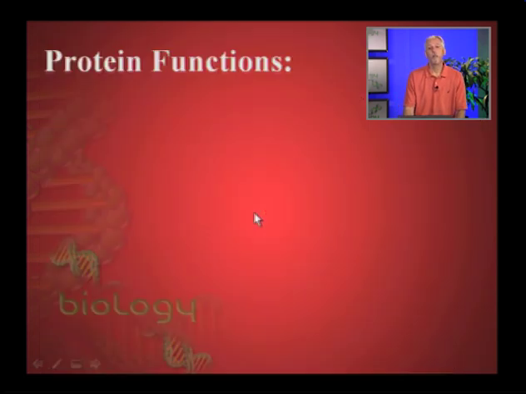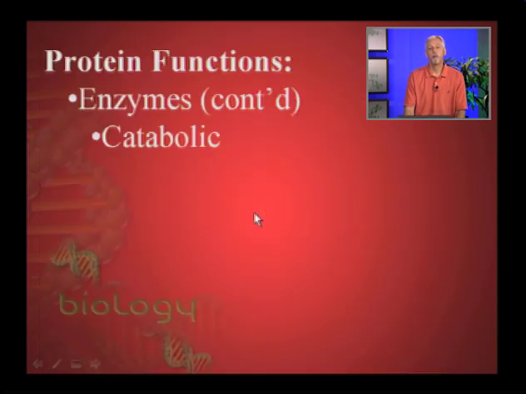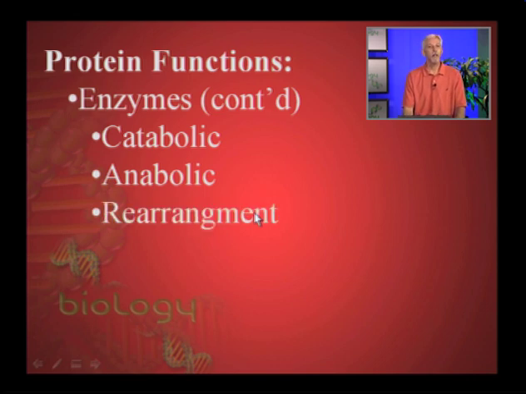All right, so let's look at some of the things that enzymes do. Some enzymes we describe as being catabolic, which means that they will take large structures or large molecules and break them into smaller molecules. Anabolic enzymes will take small molecules and build larger molecules from those. And then also they tend to rearrange molecules.